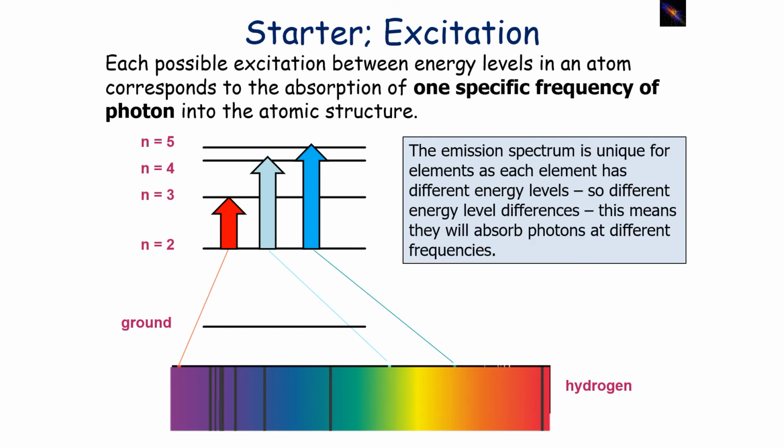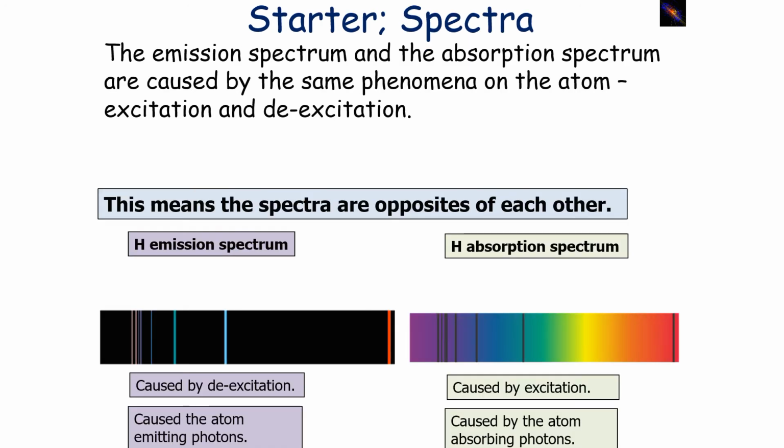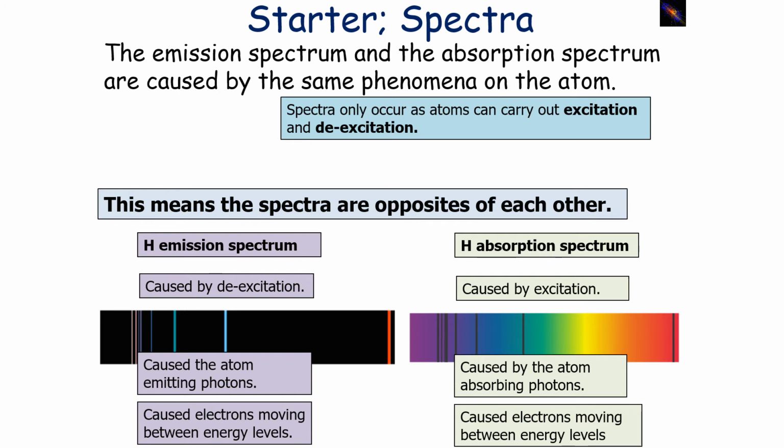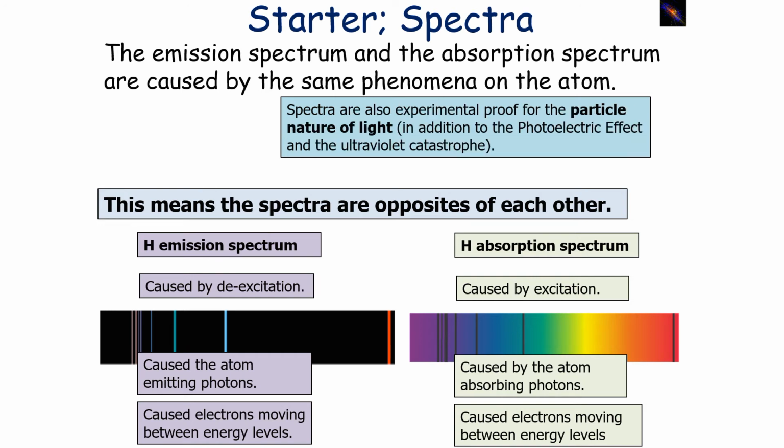So again, it's unique for every element, as each element has different energy level differences. So an emission spectra is caused by de-excitation, by the atom emitting photons, and the absorption spectra is caused by excitation, the atom absorbing photons. But they're both caused by electrons moving between energy levels. The emission one by electrons moving down the levels, and absorption by the electrons moving up the particular levels. So spectra only occur as the atoms carry out excitation and de-excitation.